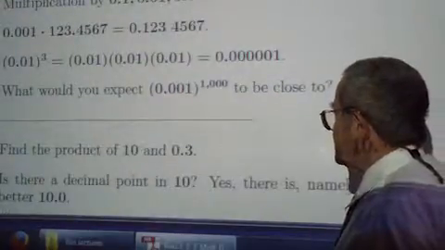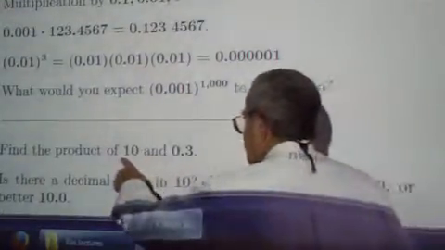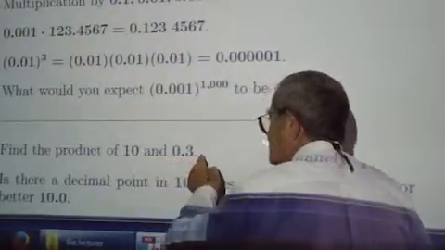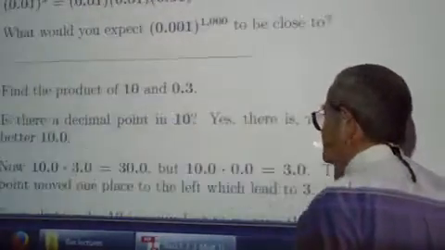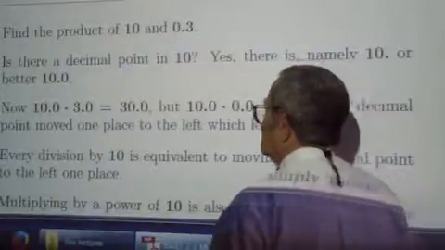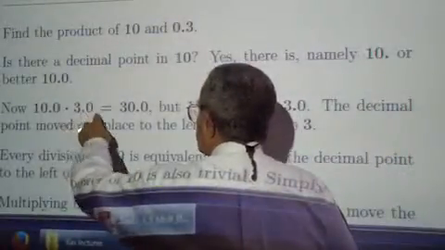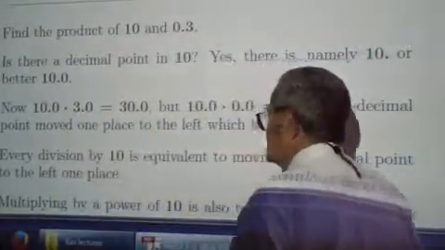Find the product of 10 and 0.3. When you multiply by 10, all you have to do is move the decimal point 1 place to the right. There's a decimal point here, just move it 1 place to the right, you get 30.